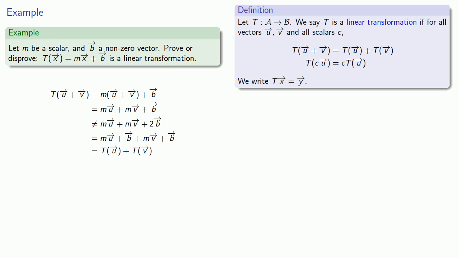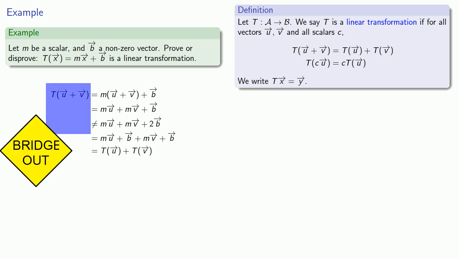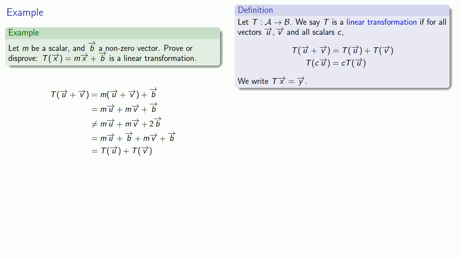And that inequality means we can start with T of u plus v, but we can only get so far, and after this point the bridge is out, and we are not able to get to our destination, and we fail the first requirement of being a linear transformation. And as soon as we fail one requirement, the others are irrelevant. Whatever this thing is, it is not a linear transformation.